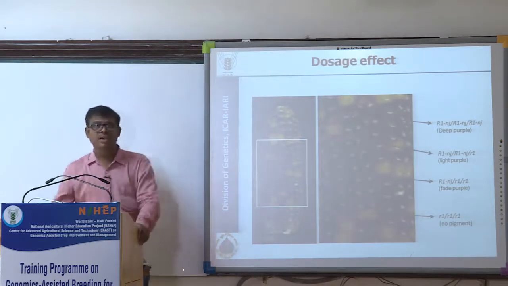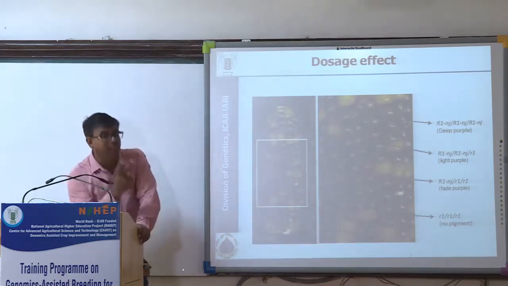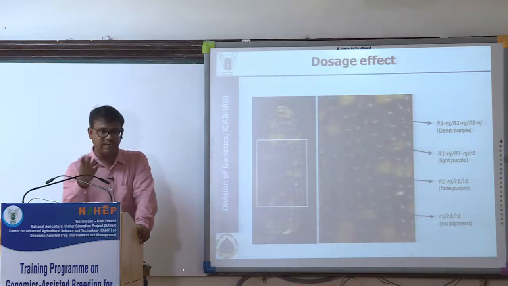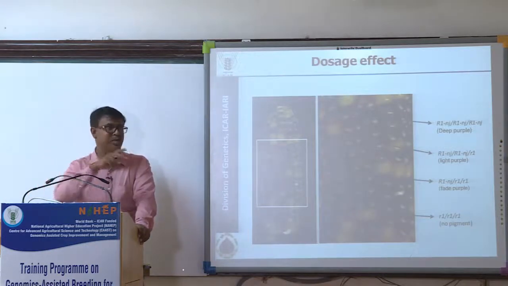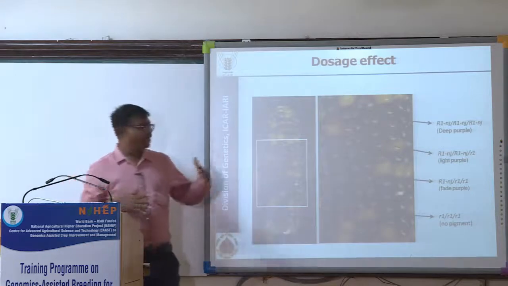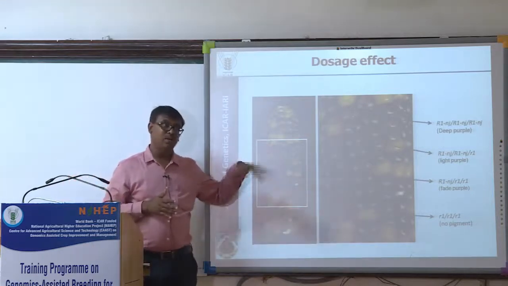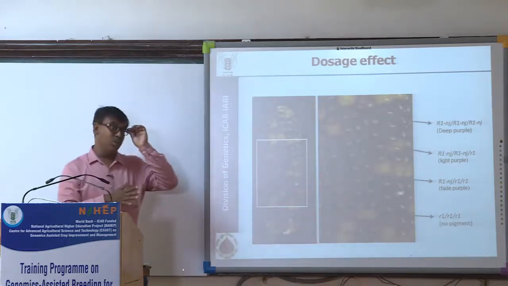In a crop like maize, dosage effect is very important, because suppose each of the alleles contributes 2 units. So if you have 3 dominant alleles, it will be 6 units. So your color will be more, right? If you have 2 doses, 2 plus 2, 4 units will be there. Some of the genes function with a dosage effect also. So these are the classical examples where we can show that.